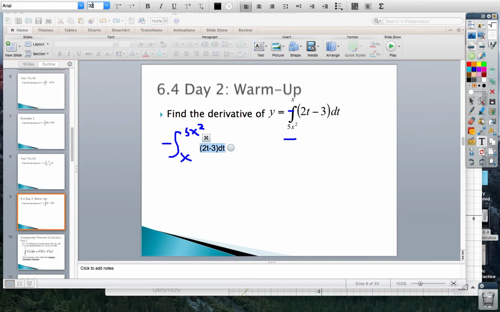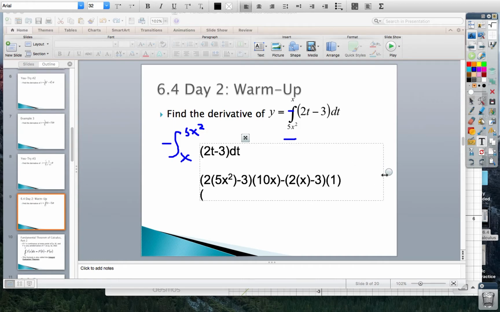Now we're going to go ahead and replace again. So we have a negative in front, so we're going to keep that in mind. A negative is in front. Notice it's in blue. We're going to replace now. So we have 2 times 5x squared minus 3 times dt, so that's 10x, minus 2 times x minus 3 times 1.